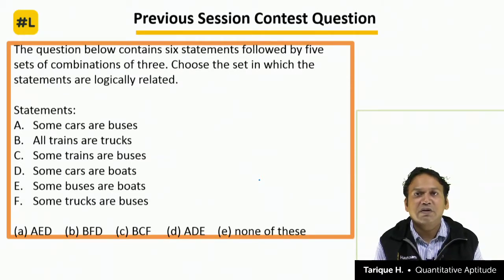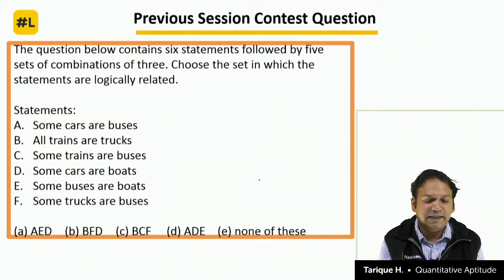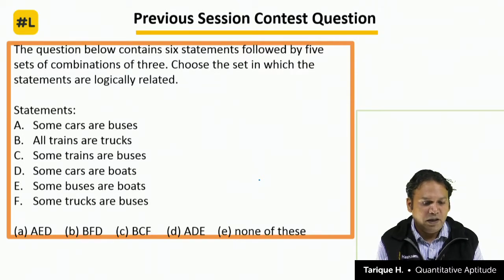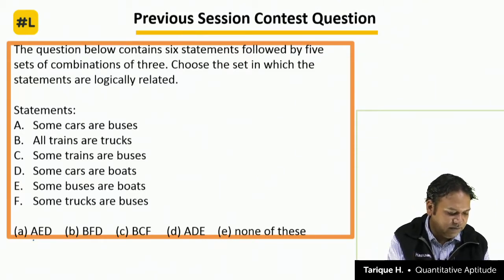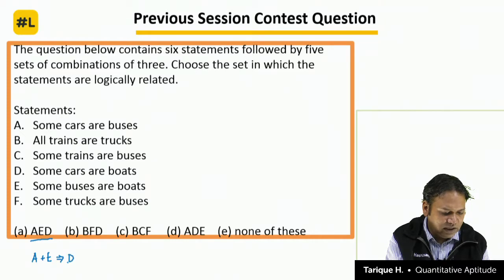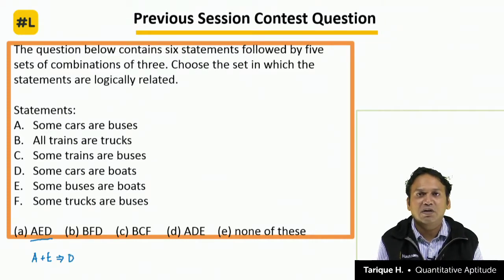This is the question based on syllogism, the last session of syllogism. The question below contains 6 statements followed by 5 sets of combination of 3. Choose a set in which the statements are logically related. What is the meaning of logically related? Suppose I take A, E and D, can A and E give me D as a conclusion? That is the meaning of whether the statements are logically related or not.